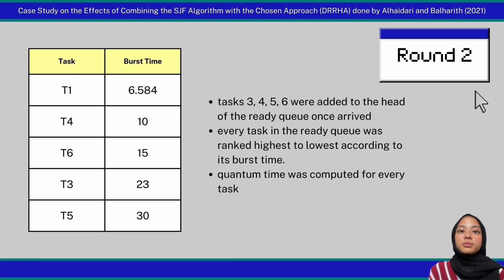In the second round, more tasks are added to the head of the queue, which are task 3, task 4, task 5, and task 6 once they have arrived. This already includes task 1 from the previous round.